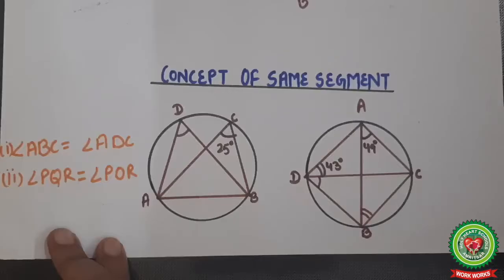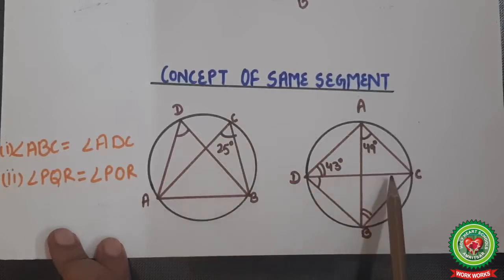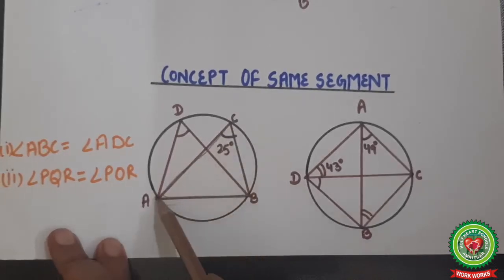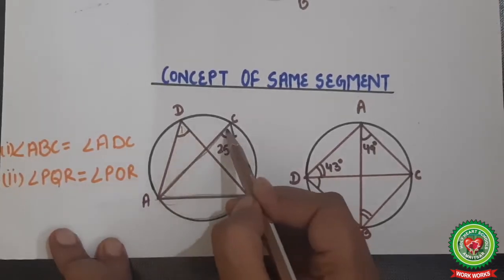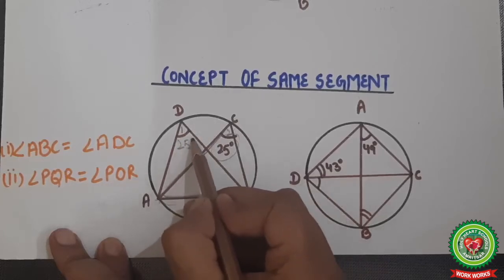Students, see the concept of same segment. Before starting with the application of this theorem, I want to make the concept of same segment more clear to you with the help of these both figures. See in the figure here, AB is the arc. From this arc AB, which angle is made? This angle C, and from the same arc AB, angle D is made. So this angle 1 will be equal to angle 2. If this angle is 25 degrees, then this will also be 25 degrees.